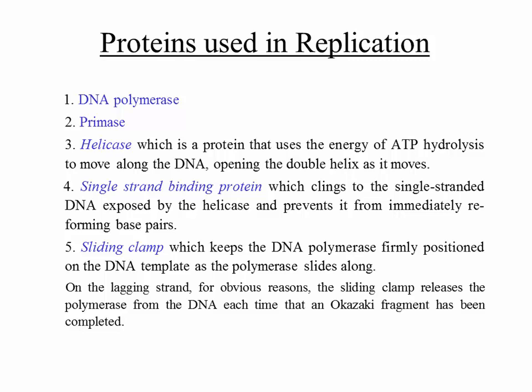You don't want the thing to close back because it has a natural tendency to pair back. And then you have something called a sliding clamp, which will keep the DNA polymerase firmly positioned on the DNA template as the polymerase slides along, because you want to be making copies of the template, right? Or copies of the complement of the template. And on the lagging strand, for obvious reasons, the sliding clamp will have to release the polymerase from the DNA each time an Okazaki fragment has been completed, right?